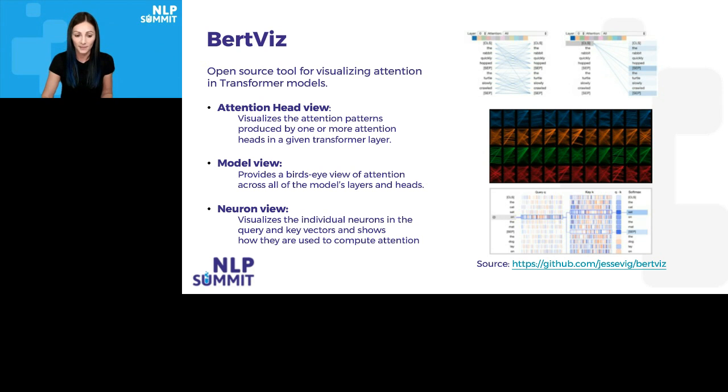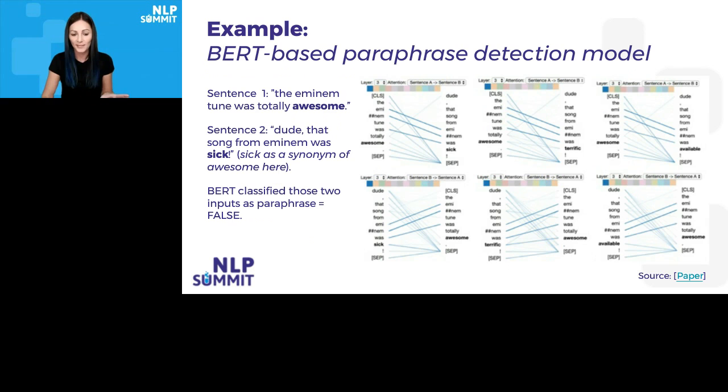So let's actually do this. And here's just one example if you're interested in how you can use that to detect certain things. In this paper about the visualization of BERT, the authors use a sample like "the Eminem tune was totally awesome." And the second sentence, "dude, that song from Eminem was sick," and sick in the meaning of awesome. And you can see that the model actually doesn't attend high between awesome and sick. So it doesn't see those terms as being highly correlated, meaning positive. So there's a lot you can see in those visualizations.